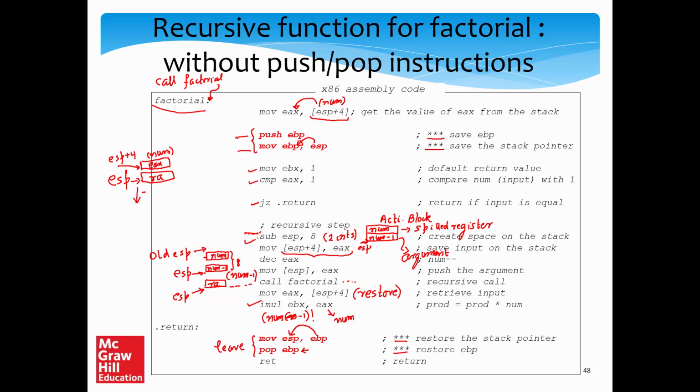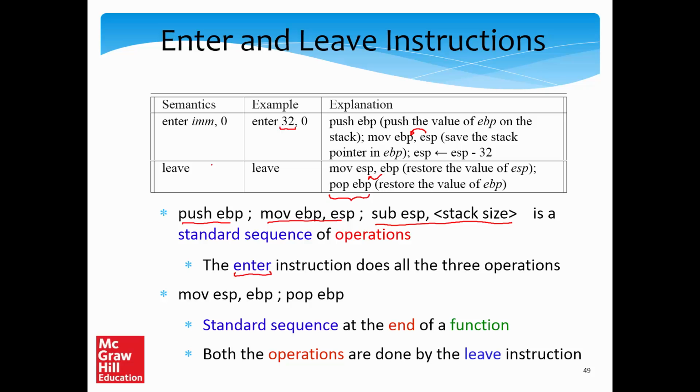And the enter instruction does the job of actually storing the base pointer, setting the base pointer equal to the stack pointer, and creating the activation block. So pretty much these 3 instructions are folded into one instruction called enter. It has 2 arguments. The second argument is slightly more complicated, but for all practical purposes we always set it to 0. The first argument is the size of the activation block, which in this example is 32.